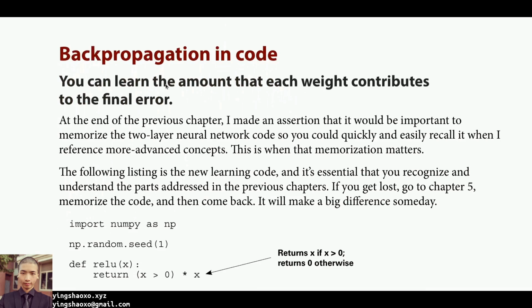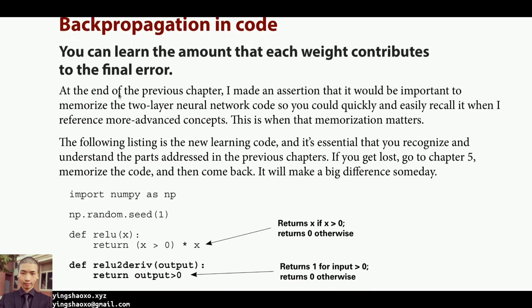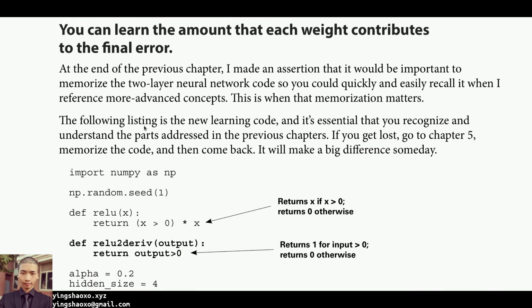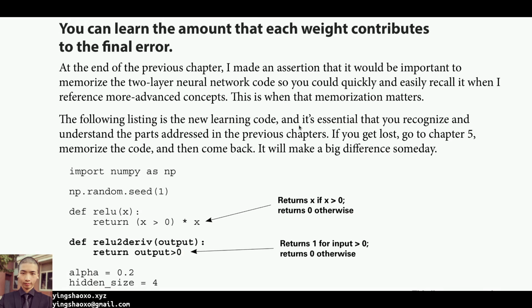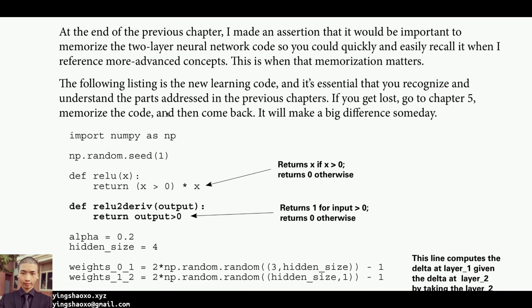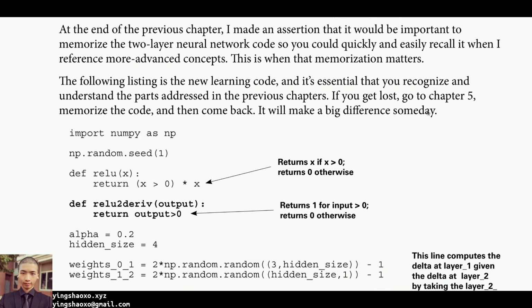Backpropagation in code: you can learn the amount that each weight contributes to the final error. At the end of the previous chapter, I made an assertion that it would be important to memorize the 2-layer neural network code, so you could quickly and easily recall it when I reference more advanced concepts. This is when that memorization matters. The following listing is the new learning code, and it's essential that you recognize and understand the parts addressed in the previous chapters. If you get lost, go back to chapter 5, memorize the code, and then come back. It will make a big difference someday.